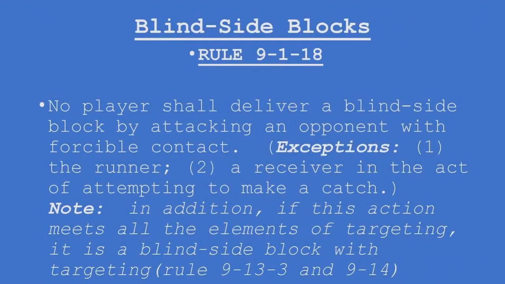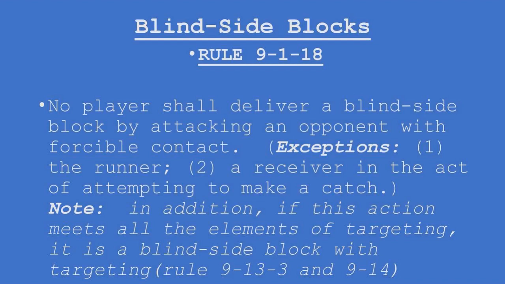Going on to Rule 9-1-18, that's where you'll find all of our personal fouls in Rule 9. Rule 9-1-18 states, no player shall deliver a blindside block by attacking an opponent with forcible contact. Of course, it's the NCAA rulebook, so we have a list of exceptions. Number one, the runner. So you can still deliver a blindside block against the runner by means of getting him to the ground and tackling him.